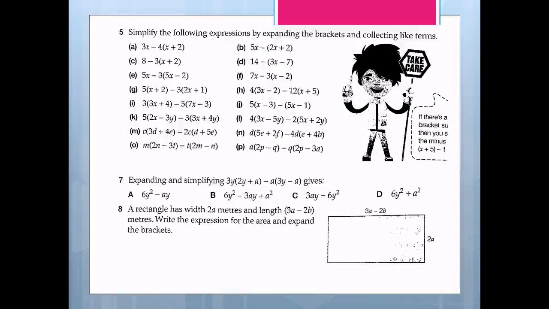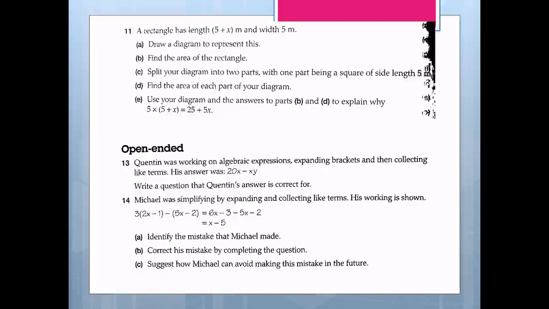7 and 8, expanding and simplifying gives you what? In number 7, it's a multiple choice. And then in number 8, as a little bit of an intro to our next section on expanding these out, write an expression for the area of that rectangle. Now you've got to obviously remember the area of a rectangle is length multiplied by width. So you're actually multiplying together the 3a minus 2b, and you're multiplying that by 2a. And you should be able to expand that pretty easily. Same with number 11. The only thing that's missing is the rectangle. So draw a rectangle in.